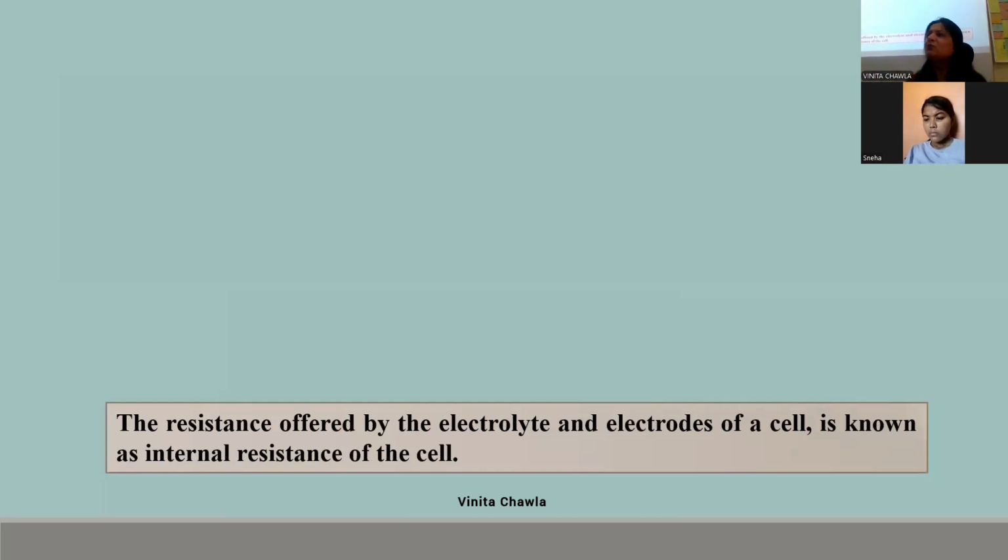Now why does a cell have resistance? Because in a cell we have electrodes, we have electrolyte, ions also move, okay? So they offer resistance. And that resistance is called internal resistance of the cell, and we denote internal resistance by small r. There are two resistances that we take in the circuit. One is the load resistance, the capital R, okay? And another resistance is the internal resistance, which is within the cell, which is of the cell.